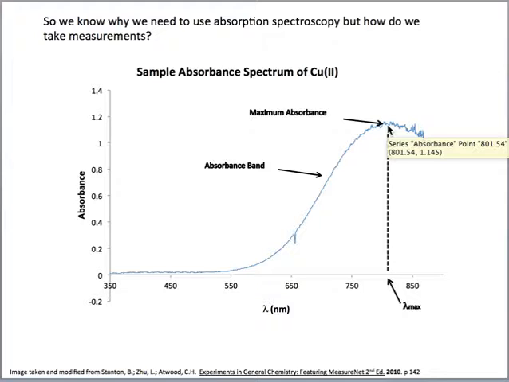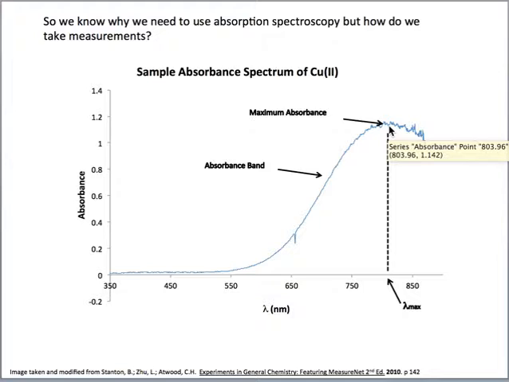lambda max. So the lambda max, again, is the wavelength at which the maximum absorbance occurs, and that is the wavelength at which you want to record all of your absorbance values for the entire experiment. Once you have identified the lambda max, here I'd say it's about 801.54. Somebody else looking at this might say, well, I think it's about 803.96. Whatever you determine it to be, once you've picked it, stick with that throughout the entire experiment.